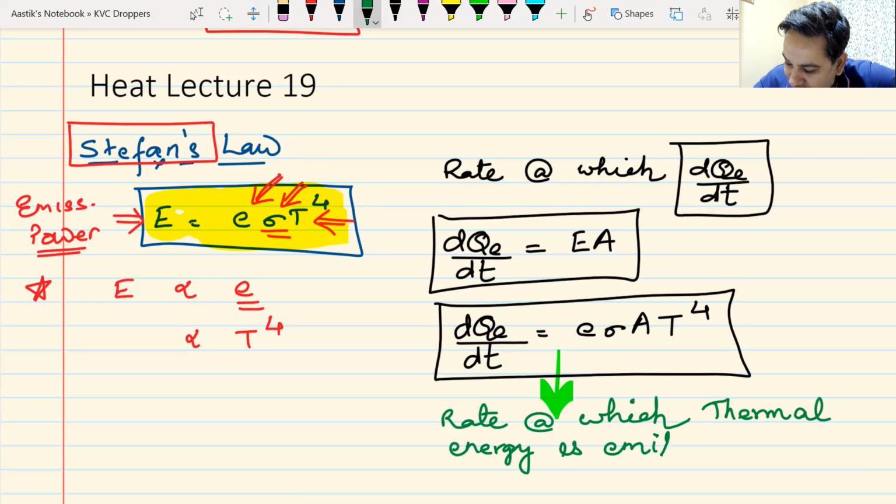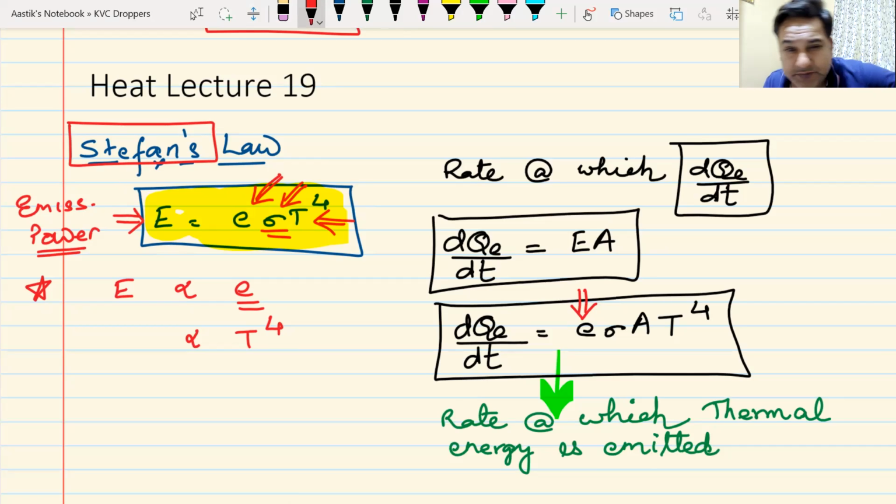Do we understand this? Yes, sir. This is the rate at which thermal energy is emitted by any body. And you can see on what all factors it depends. Number one, it depends on emissivity.